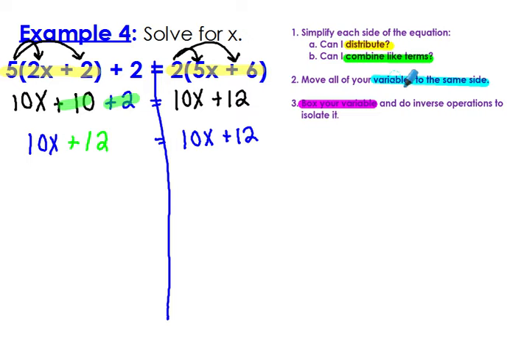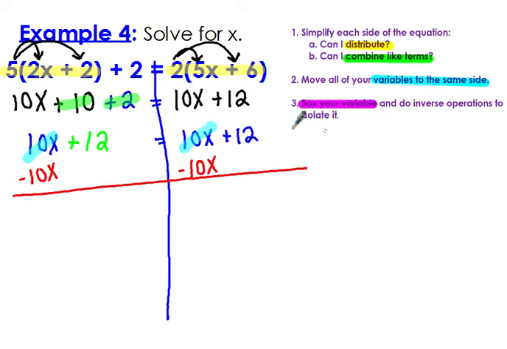Next step, variables to the same side. Here's a variable, and here's a variable. So I need to move them all to the same side. It doesn't matter which side you move. So I'm going to get rid of 10x, and I'm going to subtract it. Now when I combine those, that's 0. So on this side I'm only left with 12. And that's 0. So on this side I'm also only left with 12.